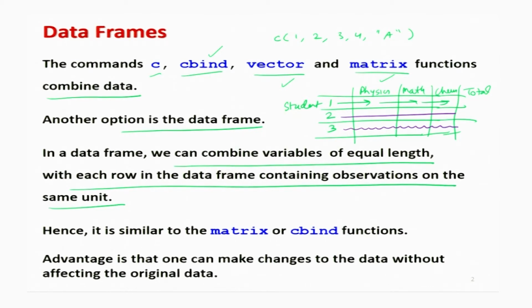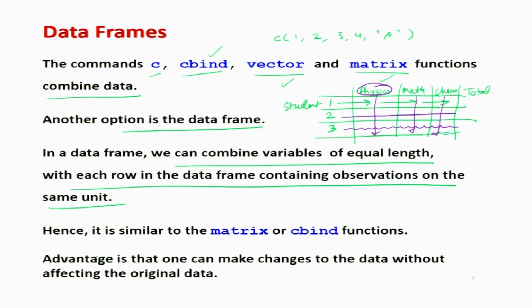So this is what I am trying to say: number one, the data is arranged in rows and columns, and every variable, here physics, will have the same number of observations in the rows. Because if you have, say, 3 students, there are going to be 3 marks in physics, 3 marks in mathematics and 3 marks in chemistry, right?